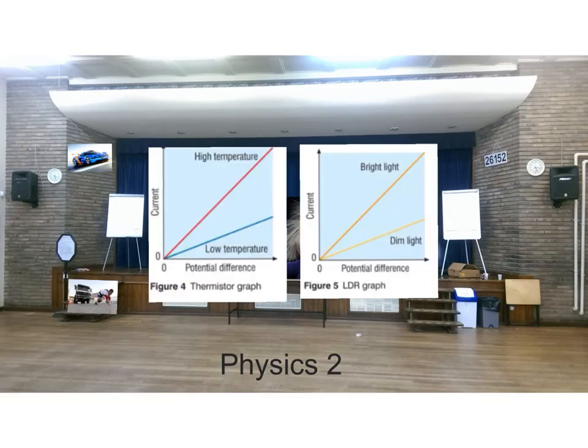In a filament bulb, the resistance increases with increase of the filament temperature. In a diode, the forward resistance is low and the reverse resistance is high. In a thermistor, the resistance decreases if its temperature increases. In a light-dependent resistor, the resistance decreases if the light intensity on it increases.